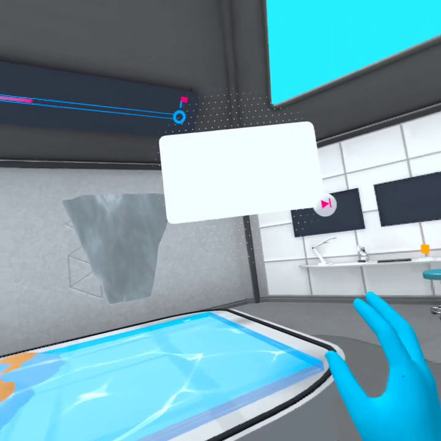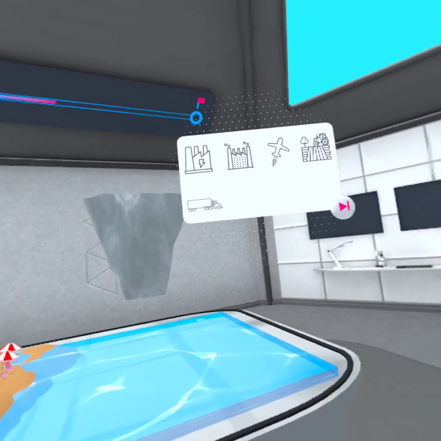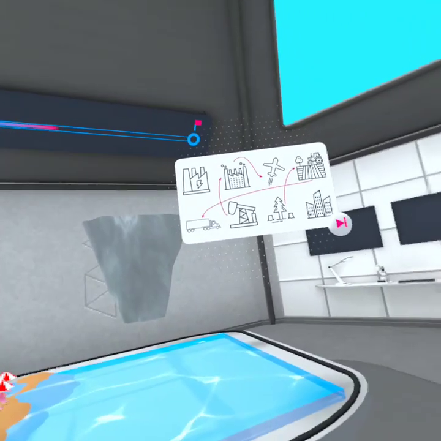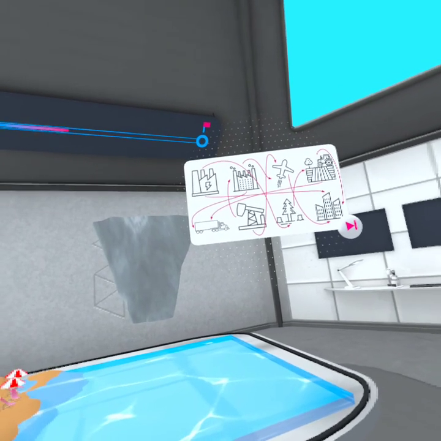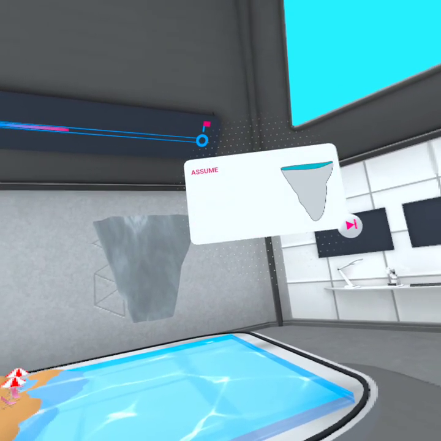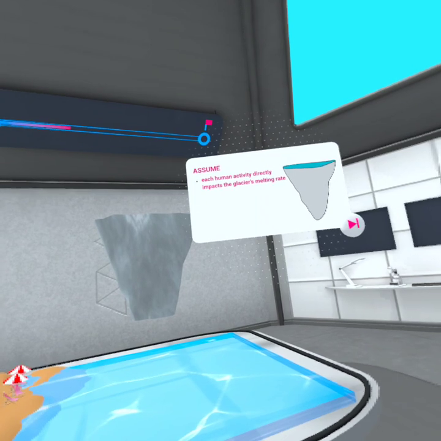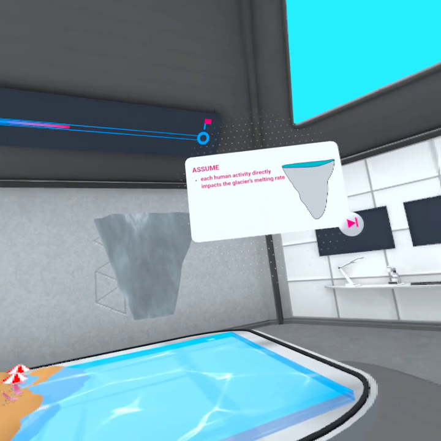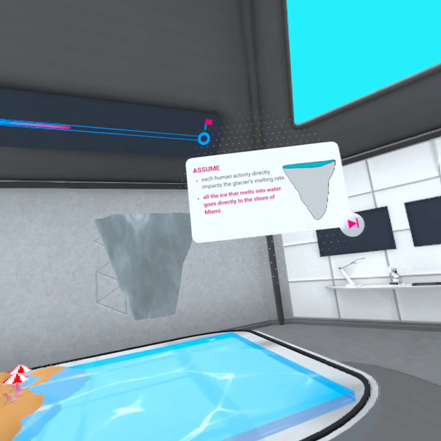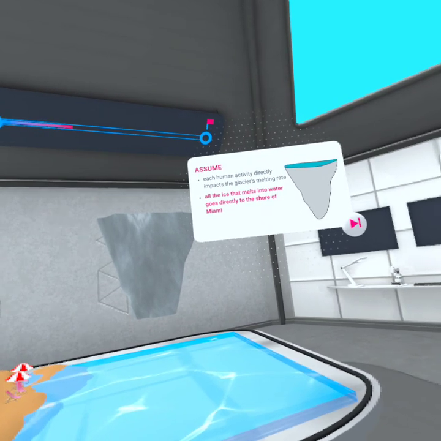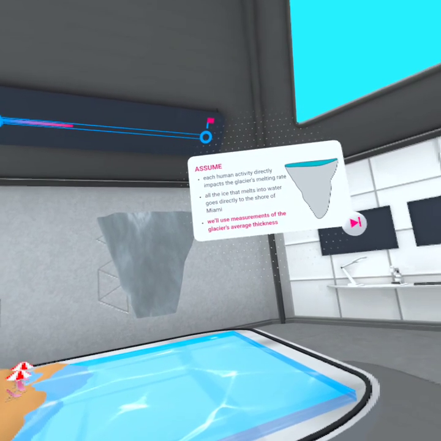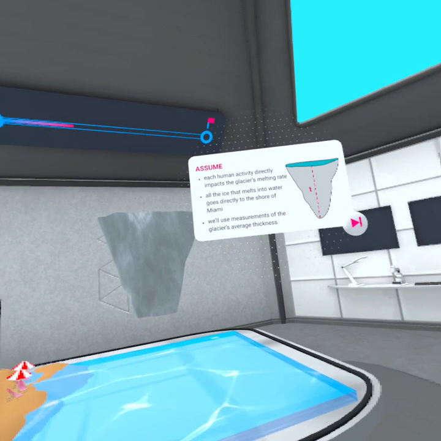We're going to create a math model to figure this out. But before we start, our global climate is a very complicated system, so let's make a few assumptions to help us. Each human activity directly impacts the glacier's melting rate. All the ice that melts into water goes directly to the shore of Miami. We'll use measurements of the glacier's average thickness, which looks like this.